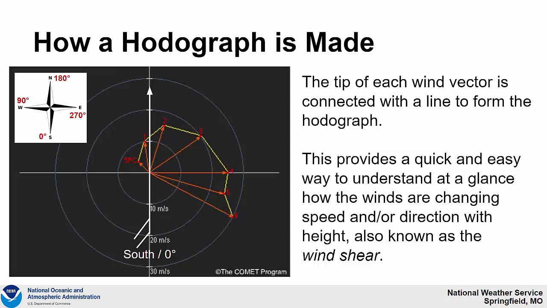Hodographs provide a quick way to determine at a glance how winds are changing speed and/or direction with height. This is the definition of the wind shear, and certain measures of wind shear can help us determine the types of storms that may form, which direction they'll move, and what kind of hazardous weather threats they may be capable of.